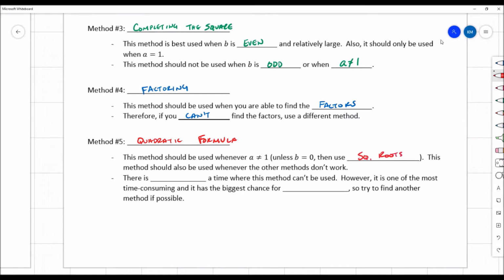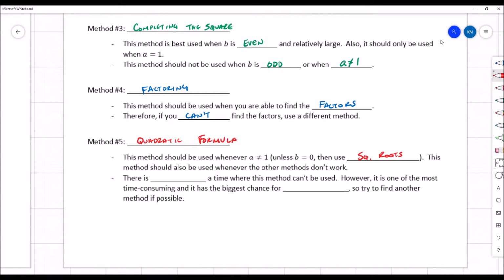And I say that because when a is not 1, we can't complete the square. Factoring becomes a whole long process. Instead of just finding the factors, you're now going to have to find the factors and then either guess and check or put them in the box to find what our roots are. So we're going to avoid that and say if a is not 1 and there's a b value, let's just use the quadratic formula. This method should also be used whenever the other methods don't work.